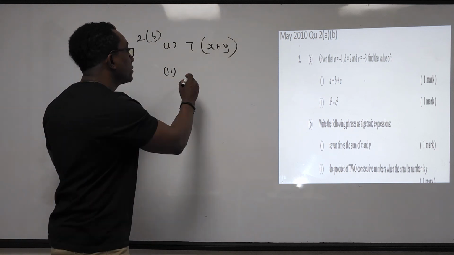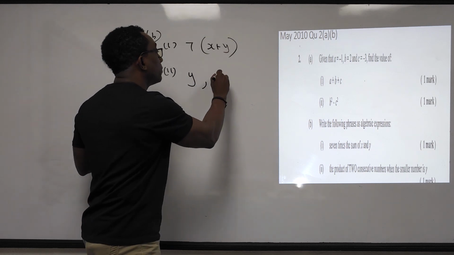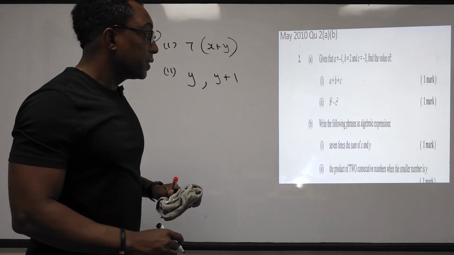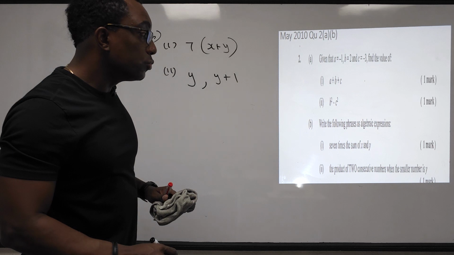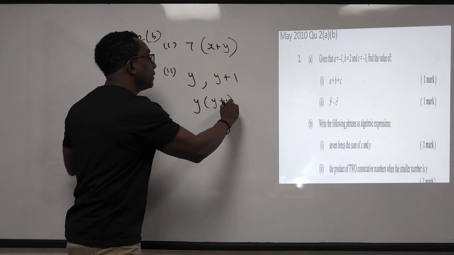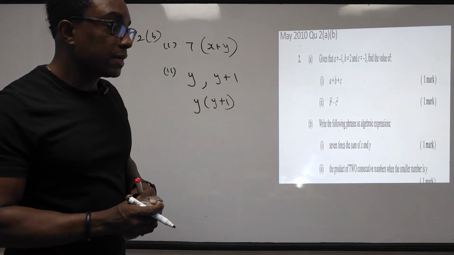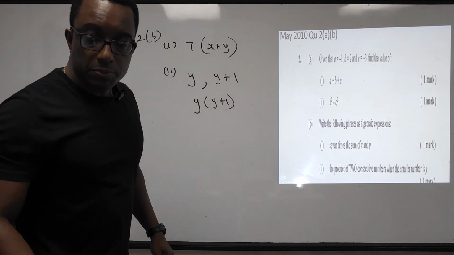So if the smaller number is y, then the number that comes immediately after y will be y plus 1. So therefore, the product of these 2 consecutive numbers will be to take y and we multiply y by y plus 1, ensuring that y plus 1 is placed within brackets, showing product. So let's move on to the next.